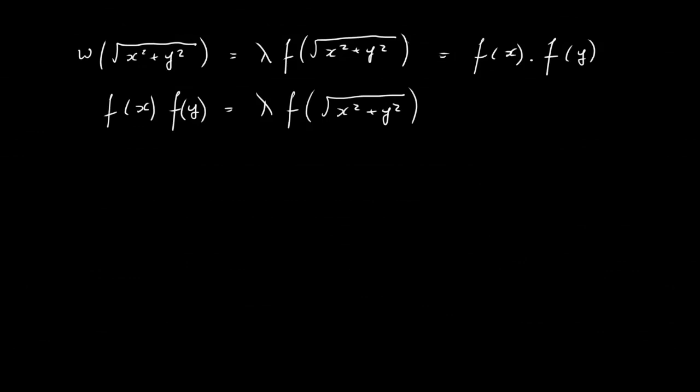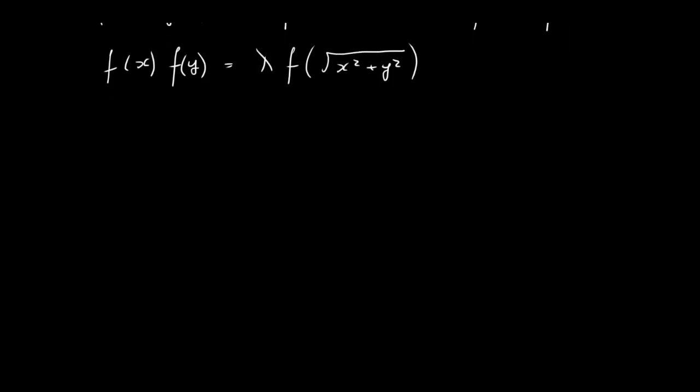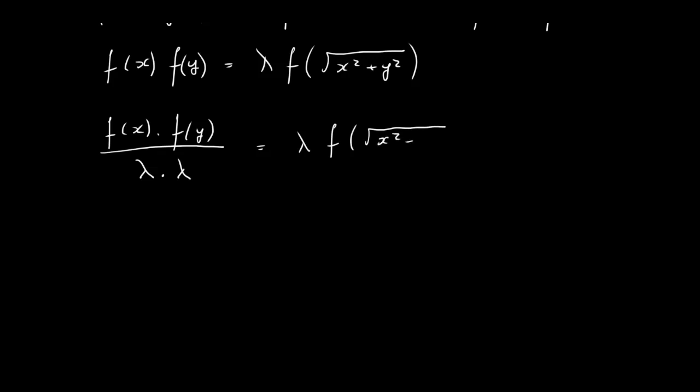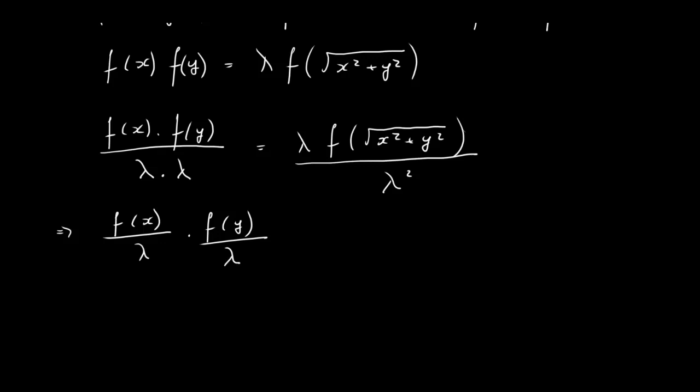So now we are just dealing with f, not f and omega at this stage. Okay, so the next thing I'm going to do then is just divide both sides by lambda squared. So I'm going to take f of x times f of y and divide that by lambda squared, in the form lambda times lambda on this side, and on this side lambda times f of the square root of x squared plus y squared, divided by lambda squared. So you can see here we've got f of x over lambda times f of y over lambda, and that's just equal to f of the square root of x squared plus y squared all over lambda. This lambda will cancel with one of these lambdas here.